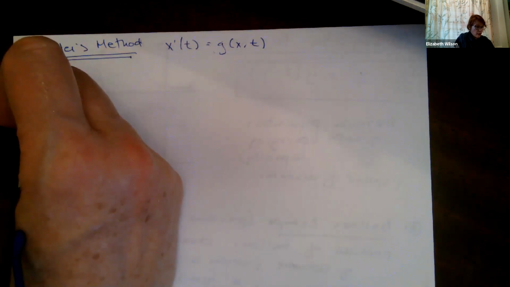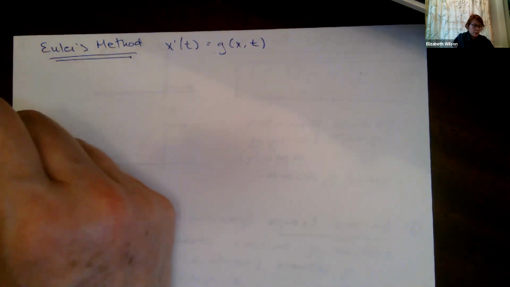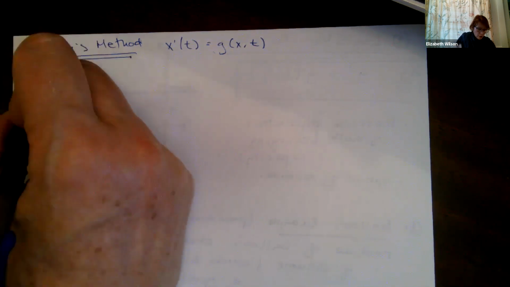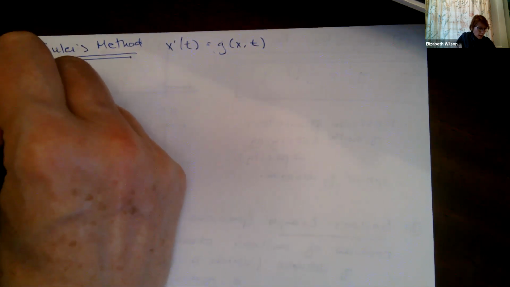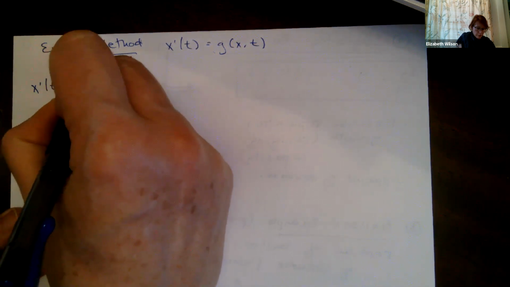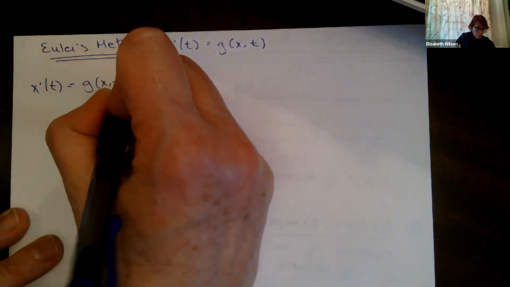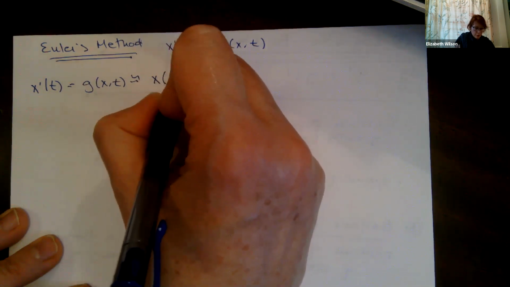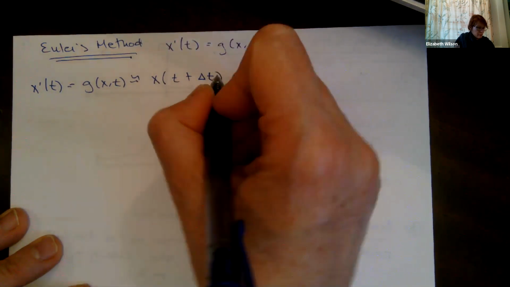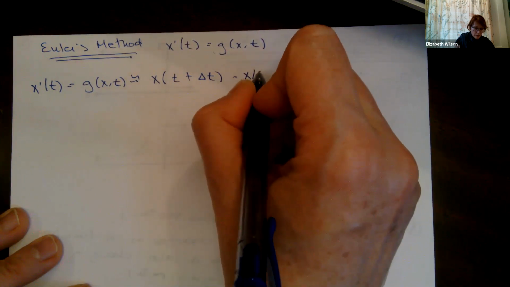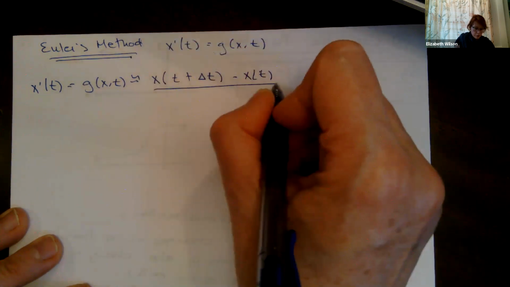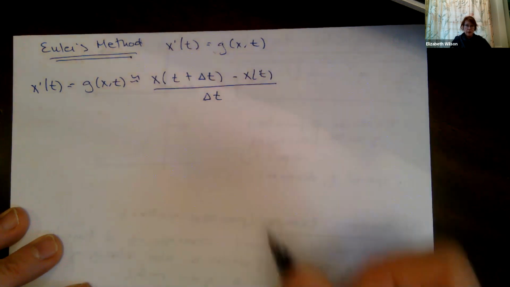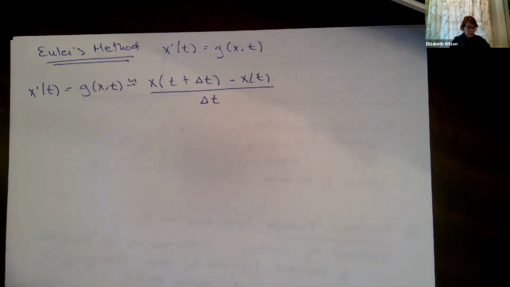Let me write this out and then we'll talk about the different pieces of it. So I'm going to say my derivative, my x prime of t, is equal to g of x and t, which is approximately equal to x of t plus delta t minus x of t, all over delta t. This is our difference quotient. This is our definition of the derivative. Let me write that down in a different color.